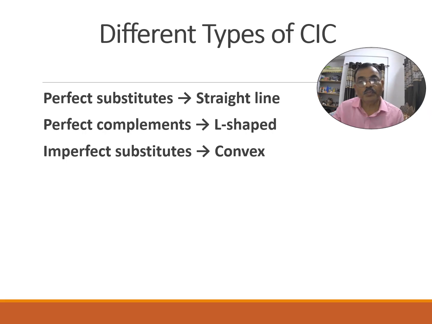Third, imperfect substitutes. This is the most realistic case. The curve is convex to the origin, reflecting diminishing marginal rate of substitution. In international economics, we generally assume imperfect substitutes.